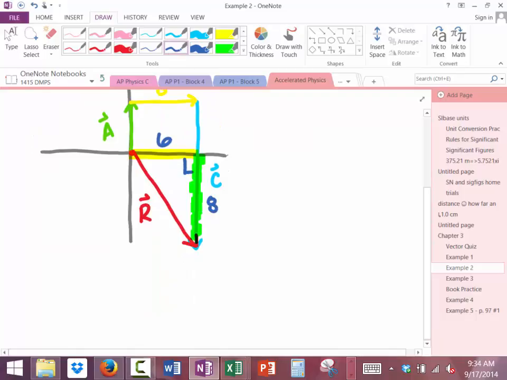And it is a nice right triangle. And if you know your 3, 4, 5 right triangles, you can tell me right away that R is 10. If you don't know your 3, 4, 5 right triangles, that's okay too. You're just going to do 6 squared, which is 36, plus 8 squared, which is 64, and that's 100. Square root of 100 is 10. So the resultant vector is 10 units. Am I done?